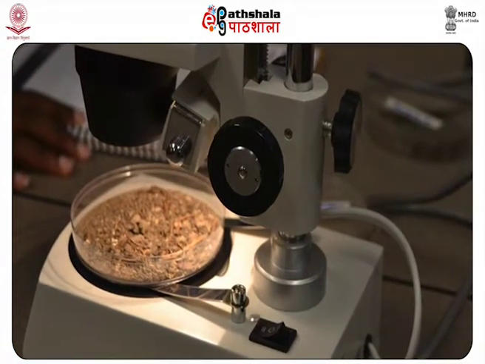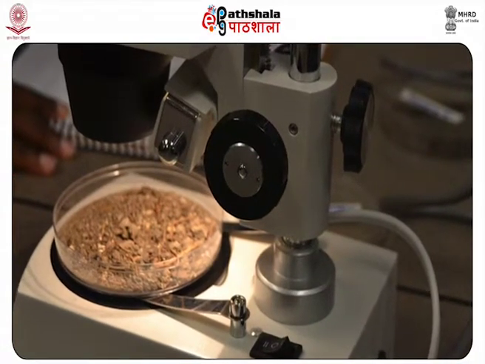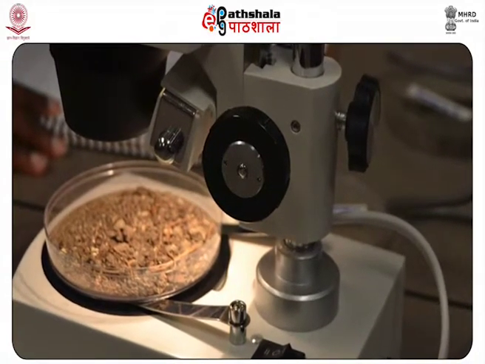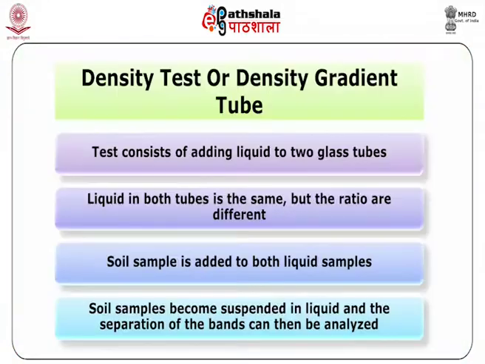Analysis. To examine the samples, the examiner will first do the microscopic analysis so as to test the mineral content of the soil. Another test used for identification of the origin of soil is the density test. The density test is called the density gradient tube.